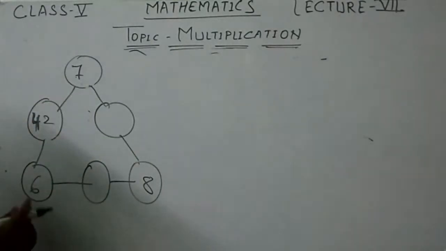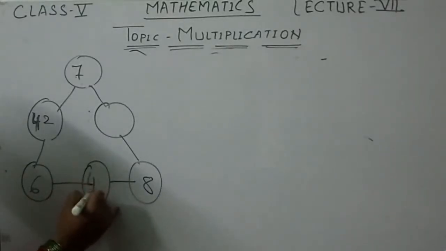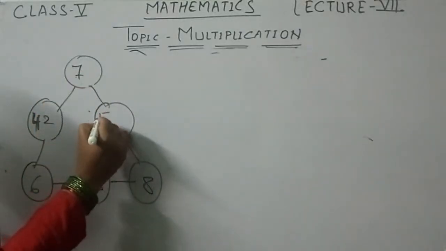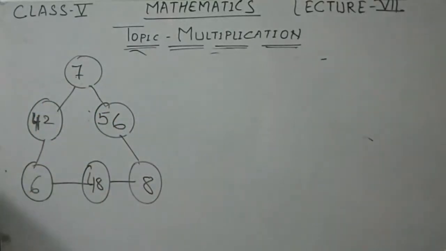In the same way, 6 eights are what? What will be the product? 6 eights are 48. Right. 8 sevens are 56. That one is the answer. Next.